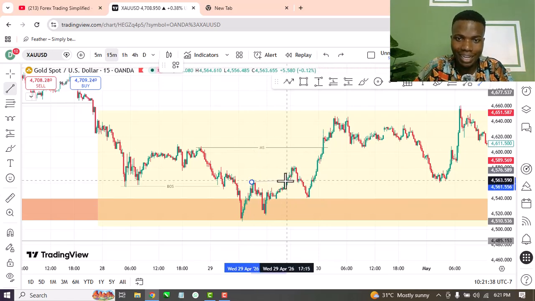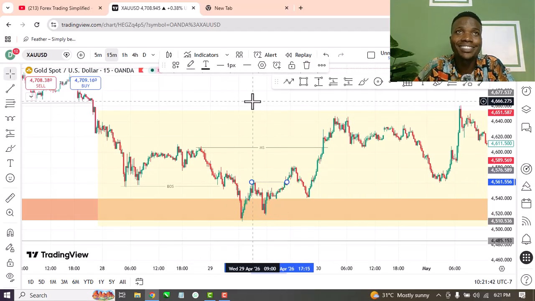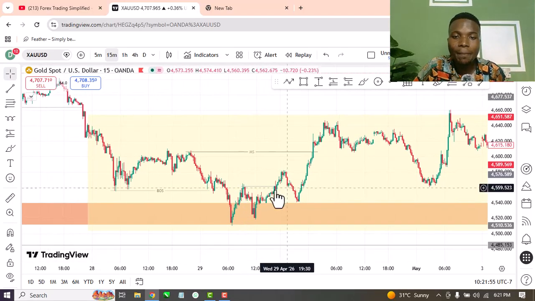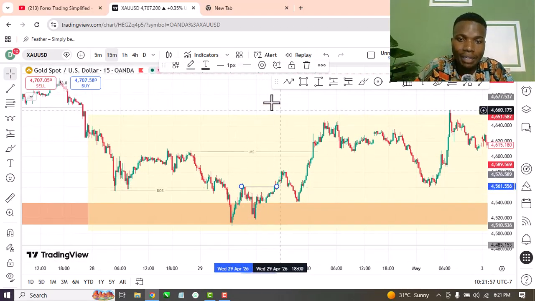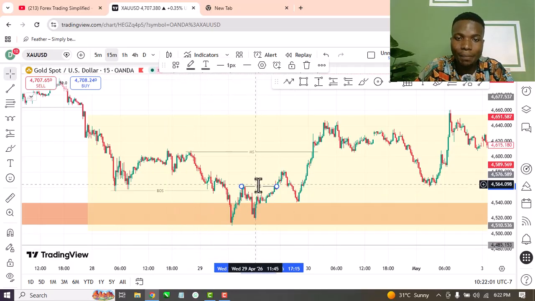Yeah, this is one thing that I'm just so happy about, because you know, there was a time that I don't know how to analyze price like this. But really I'm just glad that I'm becoming better in trading.